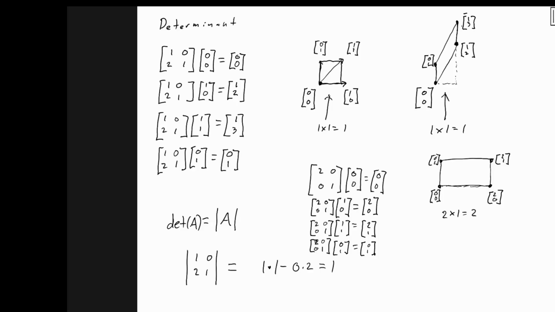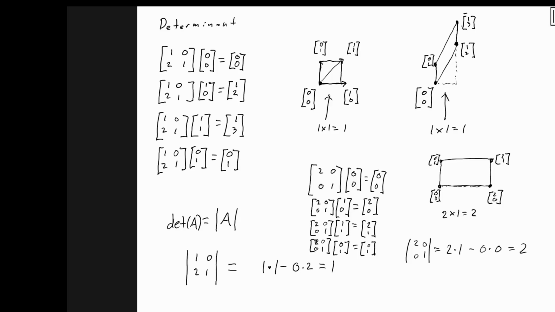And if I look at the determinant of this new matrix, I get 2 times 1 minus 0 times 0 is equal to 2. And so the determinant tells us how much that area is going to get multiplied by. So that is one of the things that the determinant tells us, and that's how I want to motivate it.